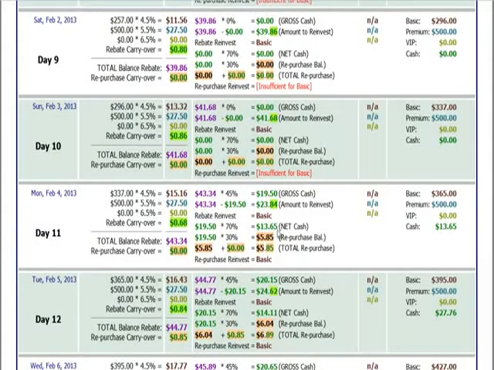Day 12, let's see what happens here. Now notice this 85 cents gets carried over in the repurchase carryover, but it doesn't get added to the total because it's kind of in its own separate category. So again, now we have 365 points. This carries over here, multiplied by 4.5%. So now we're making $16.43 from our basic shares, and we're still making the same $27.50 here.